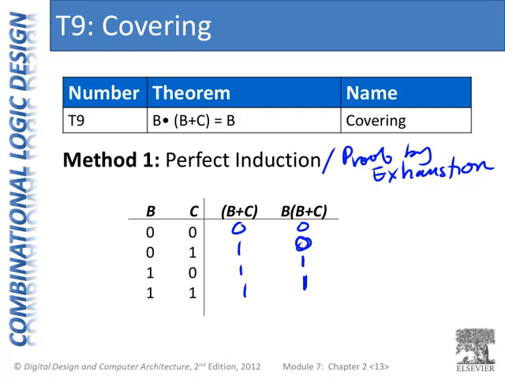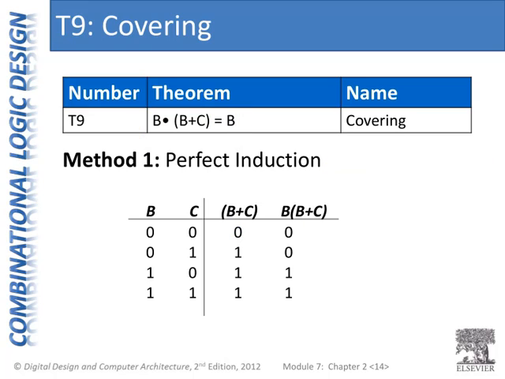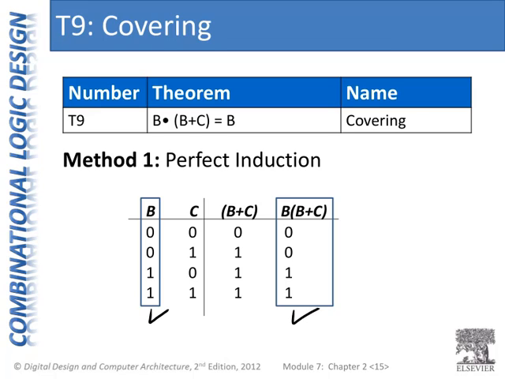And we can see that, in fact, this left side of the equation, B and quantity B or C, is in fact equal to the right side of that equation, B. And here we have it typed out, what we just did by hand on the prior slide, and it shows that, in fact, those two columns are equal for every possible case of B and C.